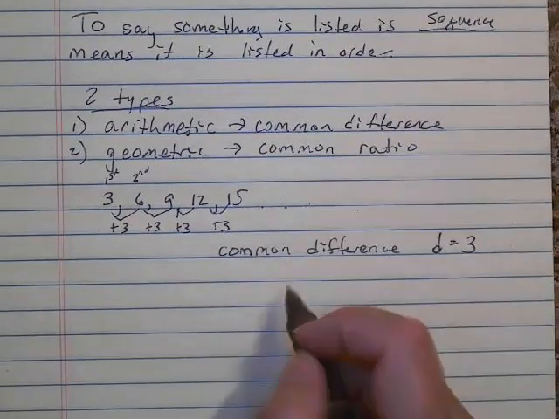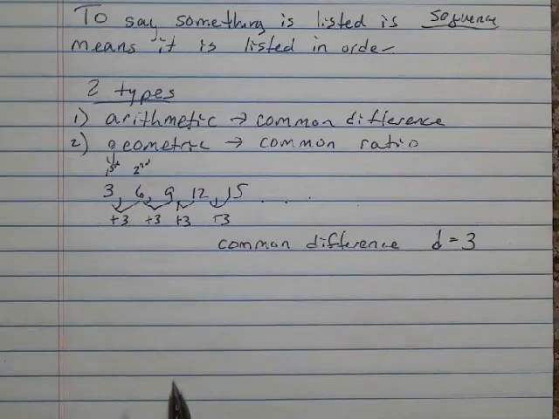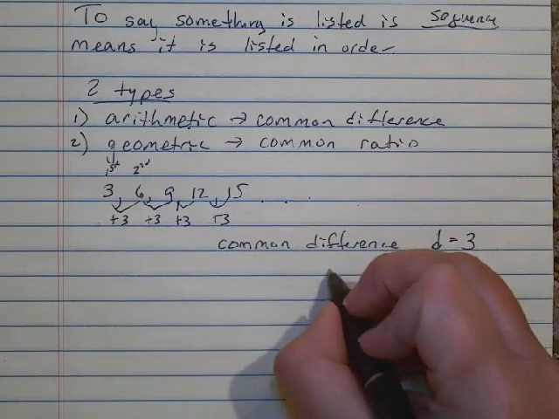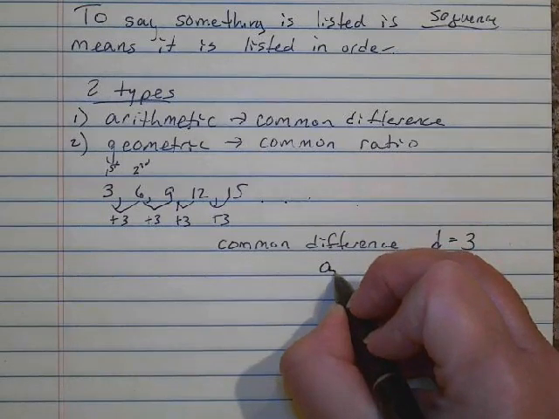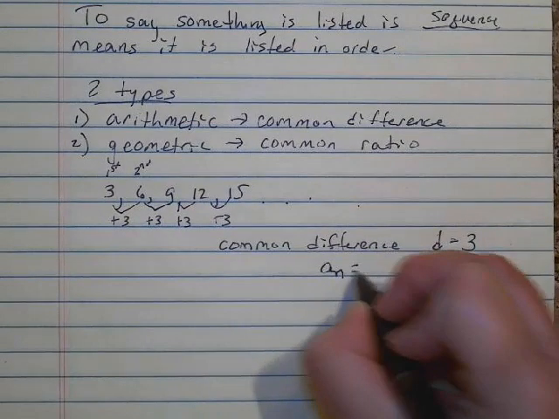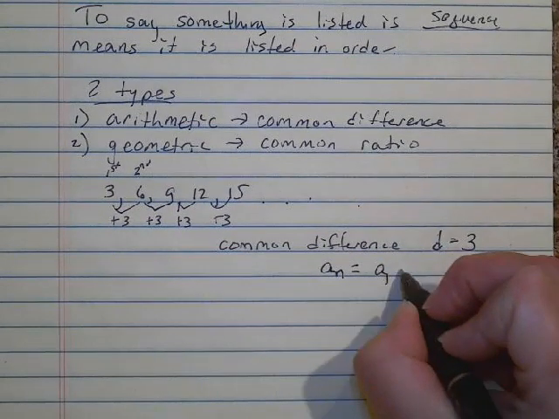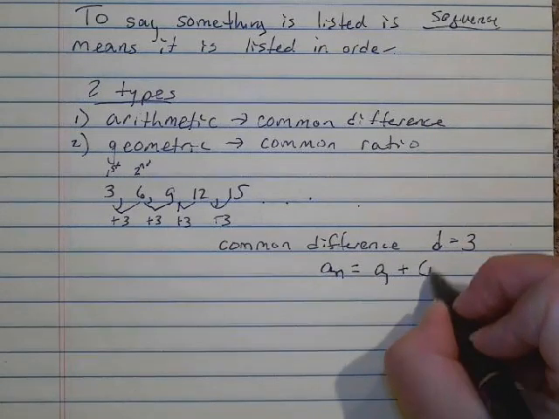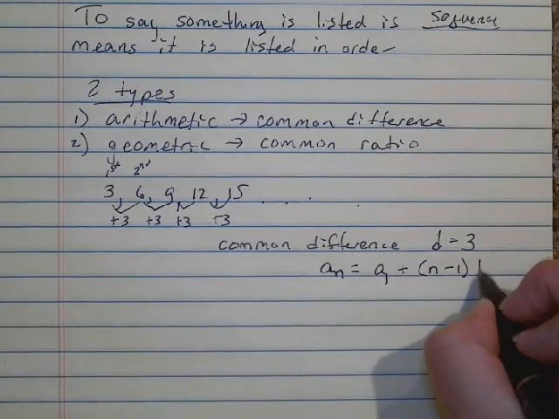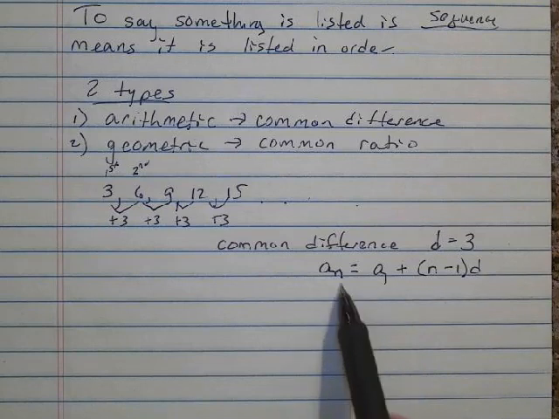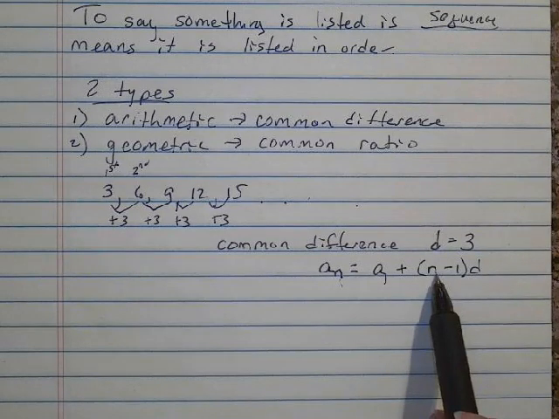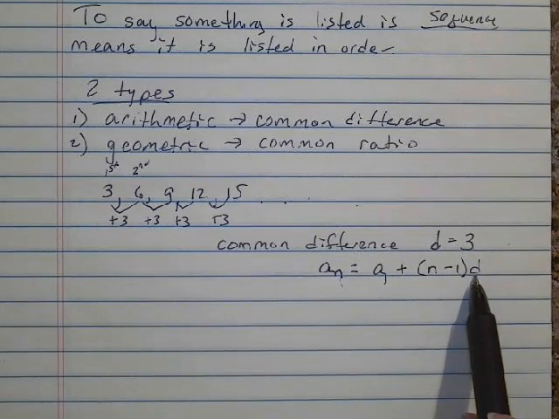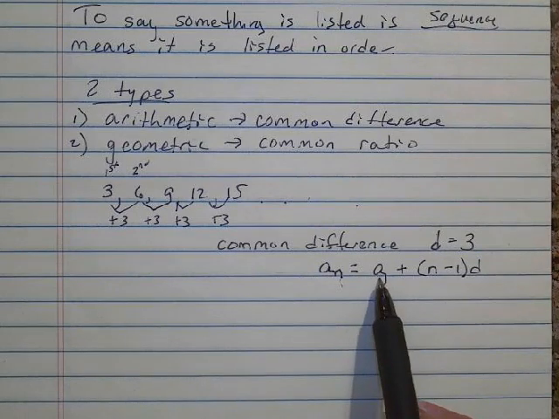You learned a rule in Algebra 1, and if we were taking a test over this, I wouldn't make you memorize this rule. Some of you probably already know. If we want to find any term, we can take the first term and add n minus 1 times d. So to find whatever term, we take that term number, subtract 1, take it times the common difference, and add it to the first term.